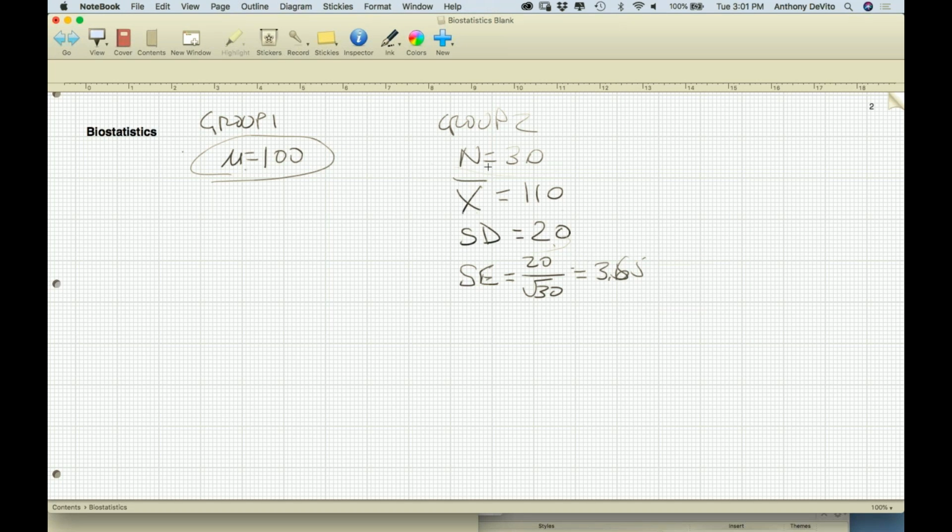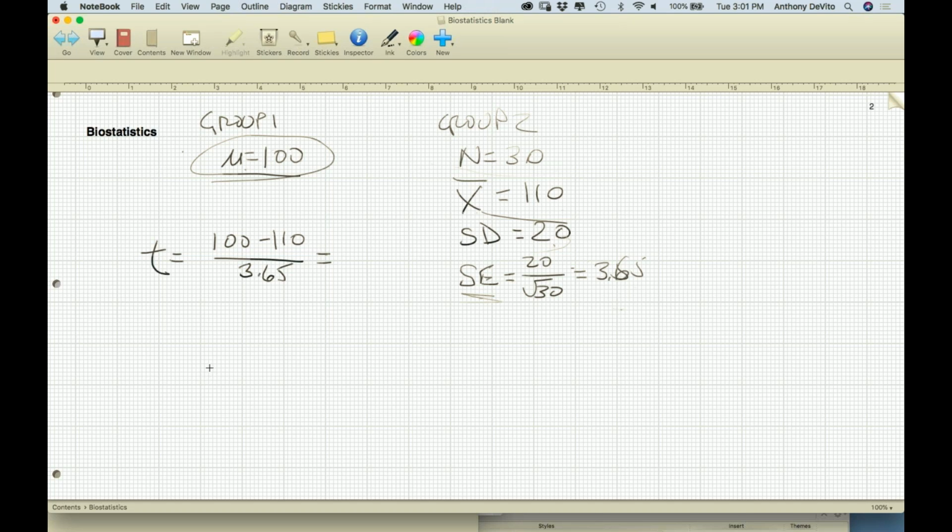Okay, so now, how many standard errors apart is 100 from 110? And how do I calculate that? Well, that's the number of t-scores. The number of standard errors is the t-score. T is equal to 100 minus 110 over the standard error, which is equal to 3.65.